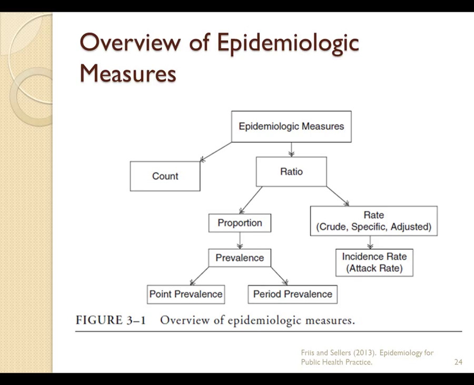This diagram gives a general sense of the commonly used epidemiologic measures. These measures are useful for quantifying disease occurrence, as well as comparative methods for examining differences in the disease distribution between groups.